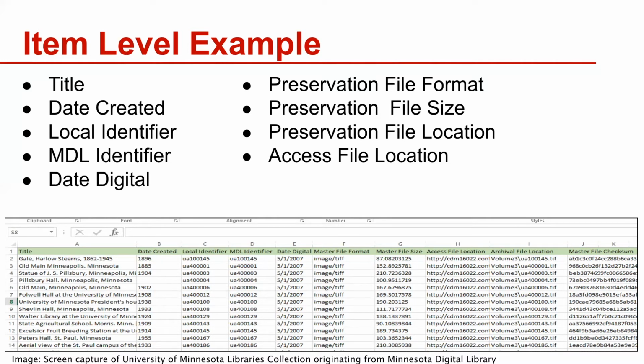The data was exported as a tab delimited text file, opened in Microsoft Excel, and then saved to create a basic item level inventory. So staff didn't have to create this by hand, but we still have the title, the date, the identifiers, the master file format, file size, access location, preservation location. So it's a good way to be able to get that item level inventory.